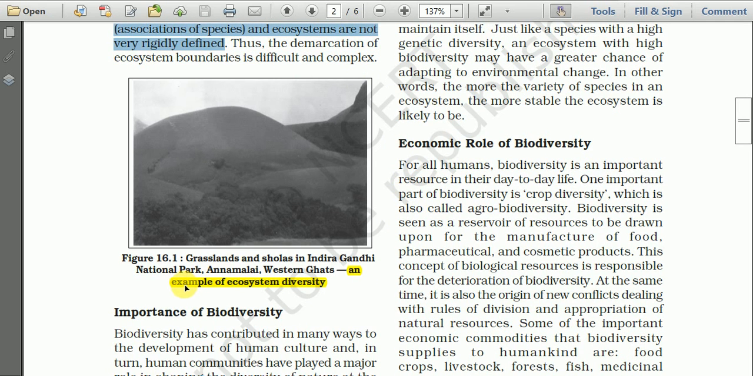And this figure number 16.1 shows an example of ecosystem diversity. Grasslands and sholas in Indira Gandhi National Park, Annamalai, Western Ghats. So Annamalai is a hill range in the Western Ghats, and this is an example of ecosystem diversity. So many ecosystems are there in this Annamalai hill range. Sholas means a temperate forest.